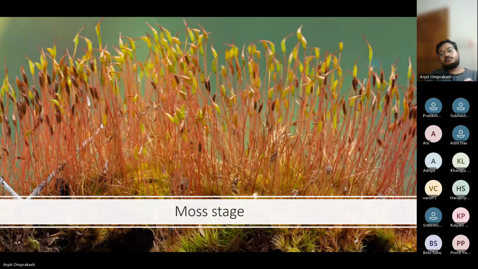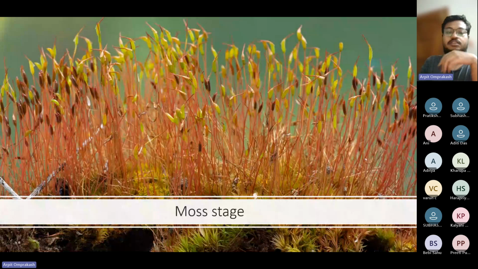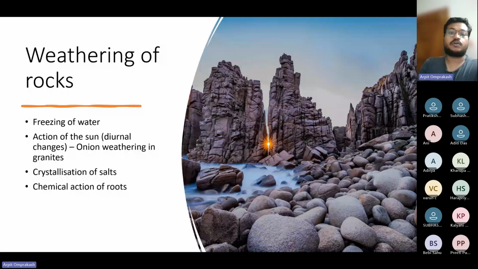Then in these initial stages, there is a critical thing that is going on, which is basically the weathering of rocks or the formation of soil from rocks. So there are many different environmental and biological factors that can lead to weathering of rocks. So, for example, freezing of water.